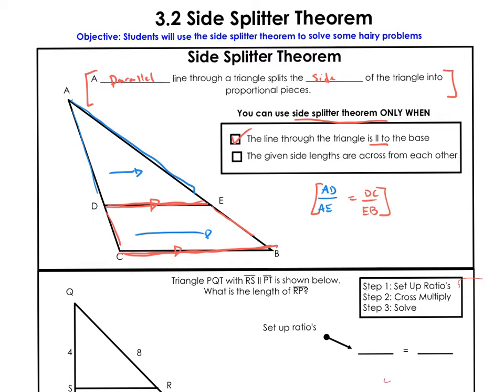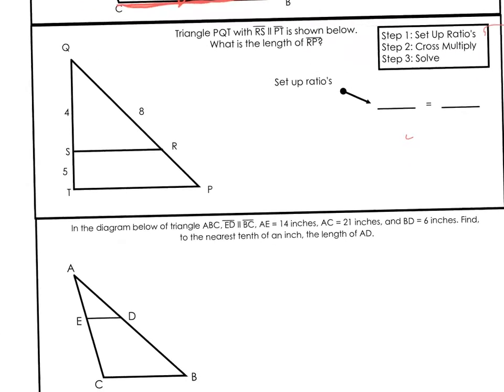And the given side lengths are across from each other. So they have to look like this. They have to be across, like so. If you have those two conditions, the numbers are across from each other, and the line going through it is parallel to the base, then you can use the Side-Splitter Theorem. This might not make sense yet. Let me show you how it's done, and how it's going to make your life a little easier.